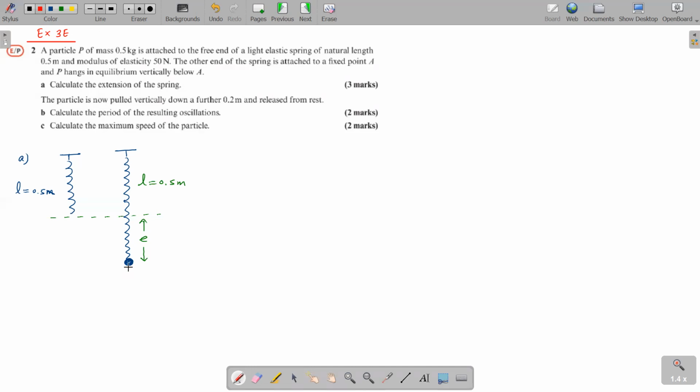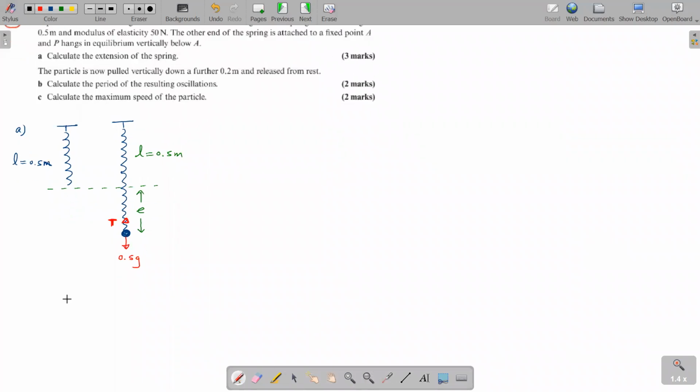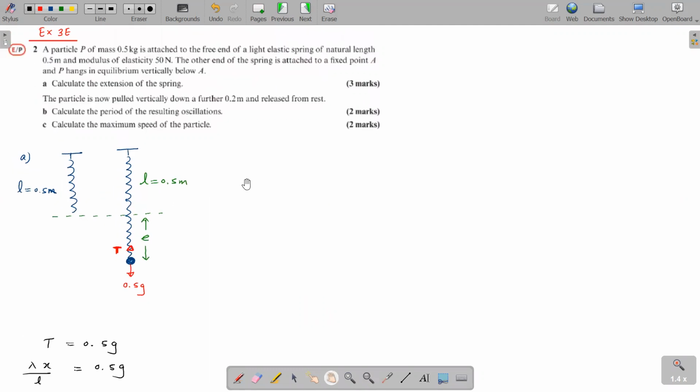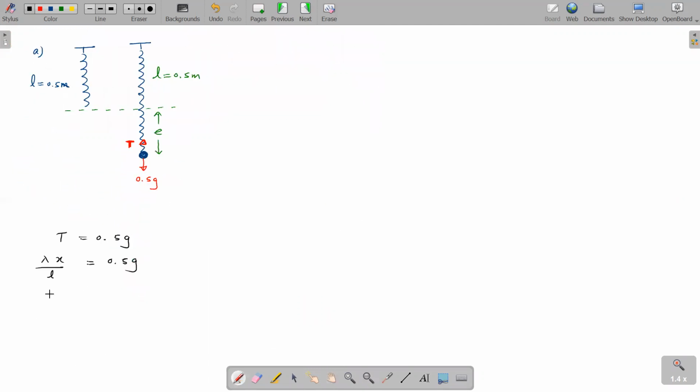The weight of the object is 0.5 g, and at this point we have a tension. The object is in equilibrium. This is the equilibrium position. So the tension at this point must be equal to the weight. You will write here tension is equal to 0.5 g. Tension is lambda x over L equals 0.5 g. Lambda is 50.